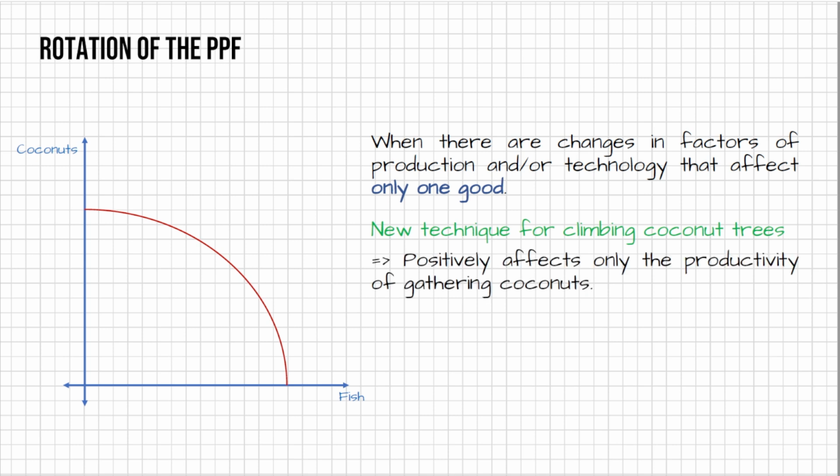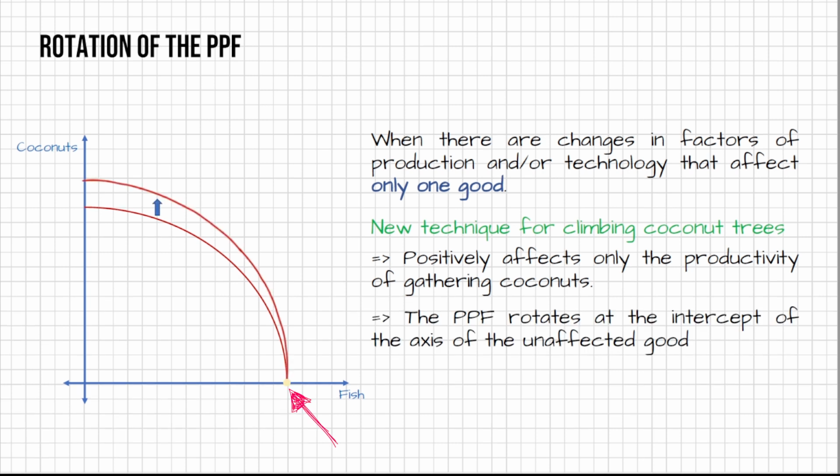It positively affects coconut productivity, and because of that, the production possibilities frontier rotates at the intercept of the good that wasn't affected. And that makes sense, because at the intercept of the unaffected good, you're looking at an economy producing only fish. Since fish productivity wasn't affected at all, that point stays exactly the same.